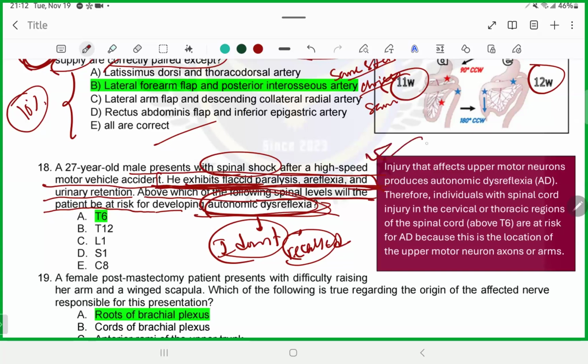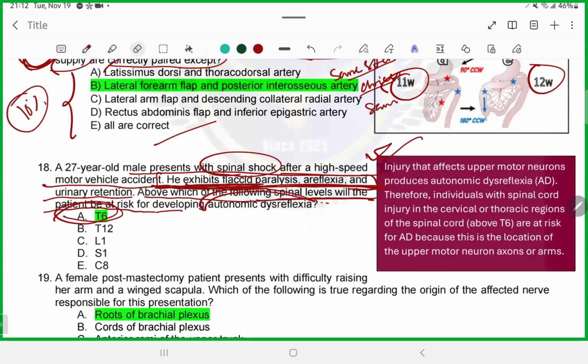We have attached a simple explanation. Just remember that above T6, if a person's spinal cord is transected, then that person can develop autonomic dysreflexia. Just the way it is.